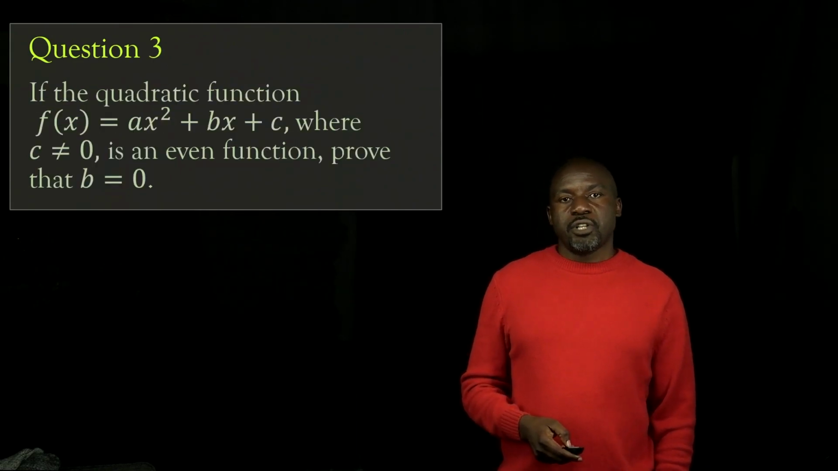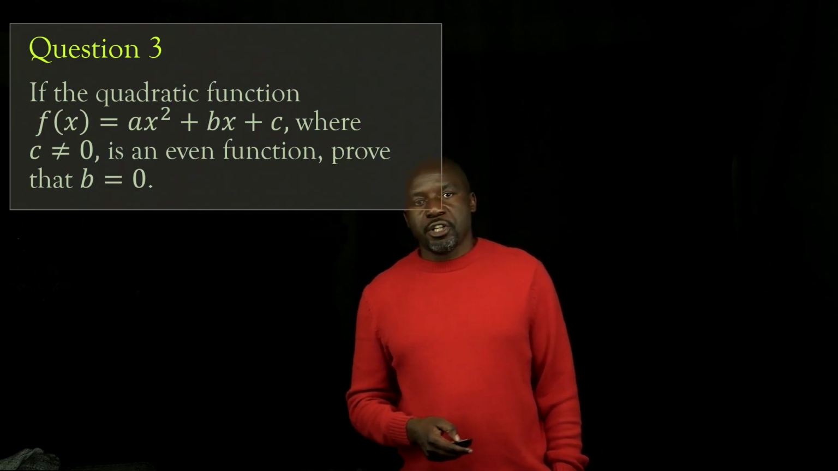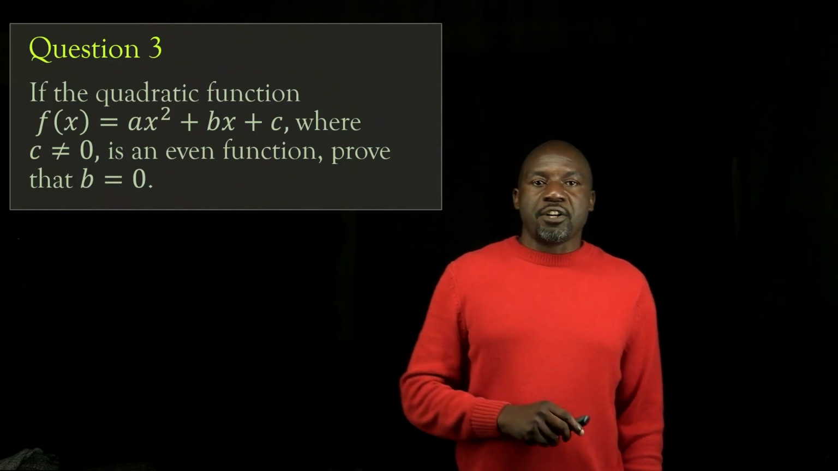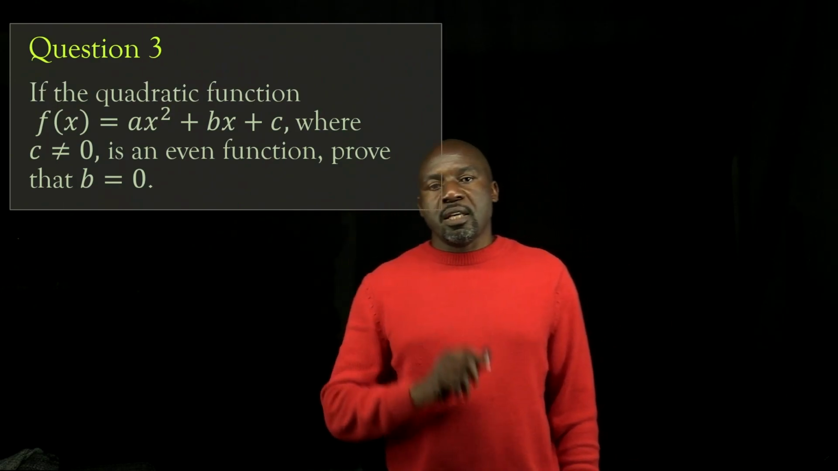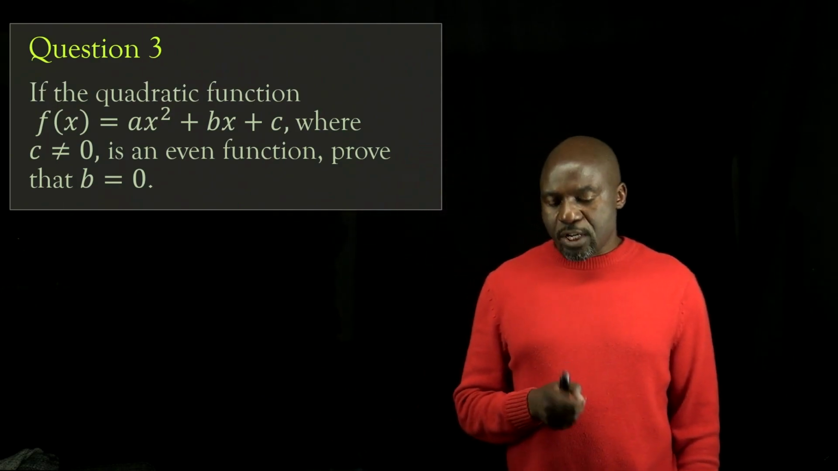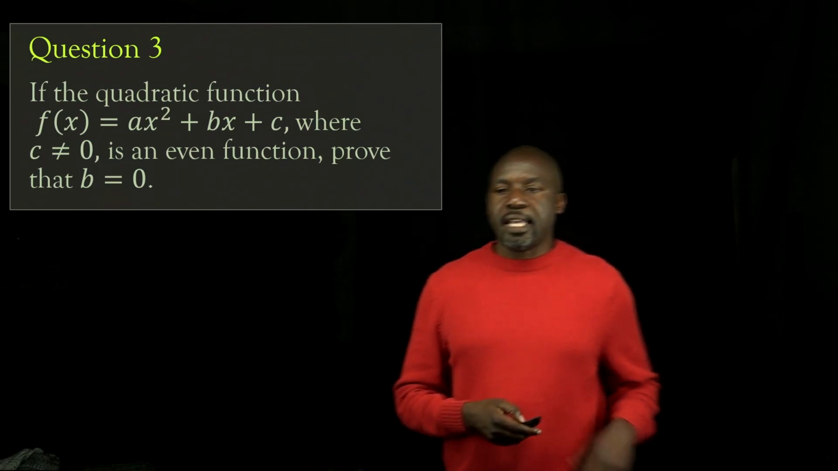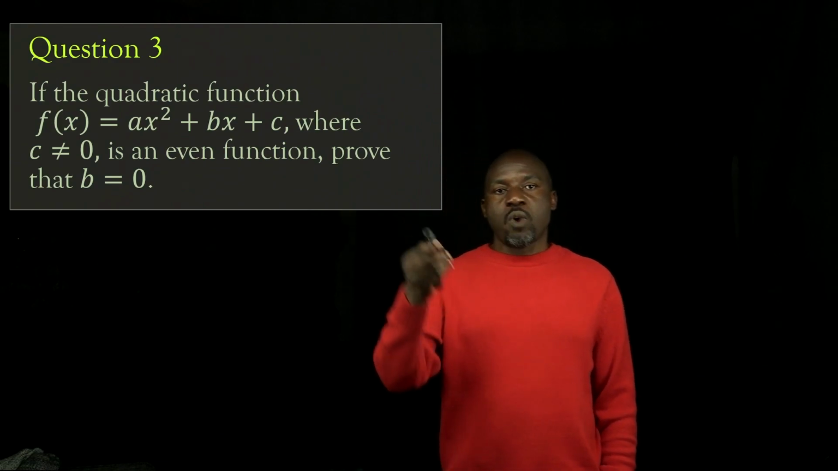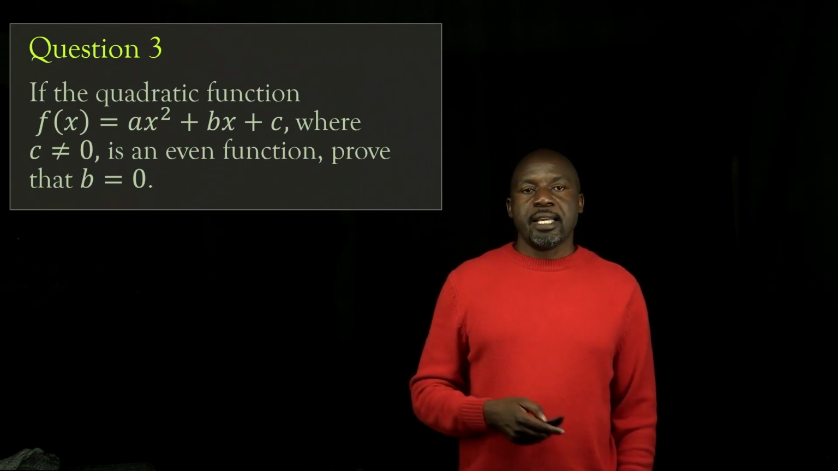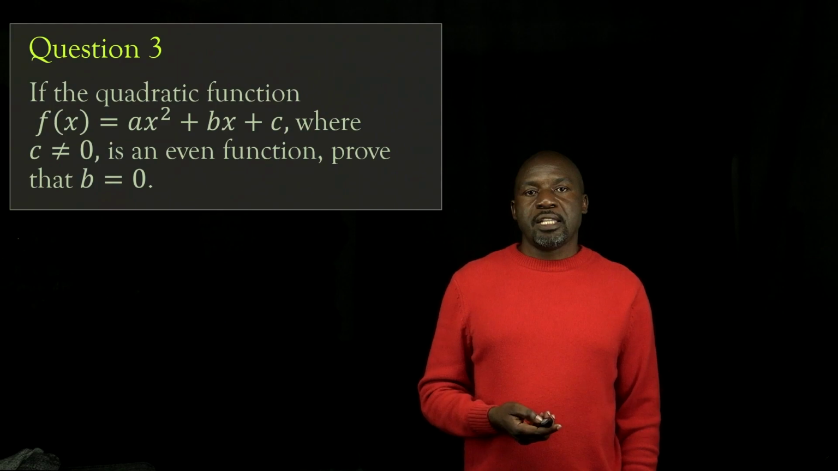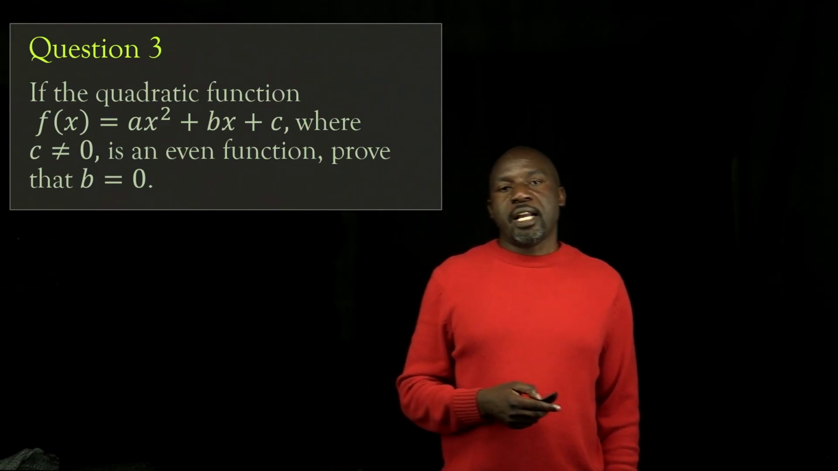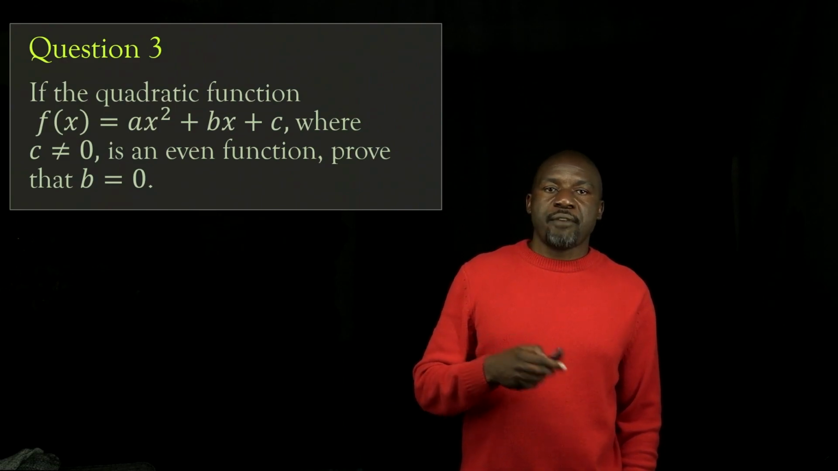Question number 3. If the quadratic function f of x equals that is an even function, prove that b equals 0. Now I didn't solve this one, but I gave a hint, but the hint was almost the whole solution anyway. So I would want you to do it, but here is the hint. Of course, the first thing is if it is even, then we expect that f of negative x must be equal to f of x.